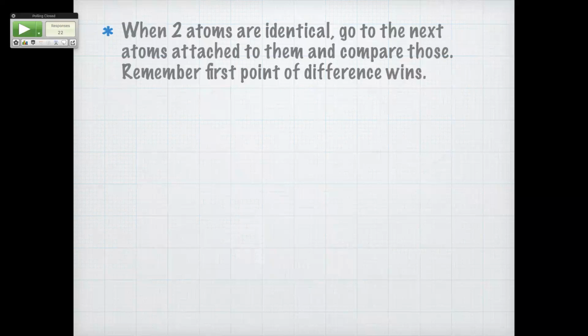When 2 atoms are identical, you go to the next atoms attached to them and compare those. The first point of difference wins, and that is a key thing. So you're going to start at your chiral center and step out and compare all 4 of those atoms. And if some are the same, you're going to take another step. It's like you're walking out from your chiral center until you get to where it's different.